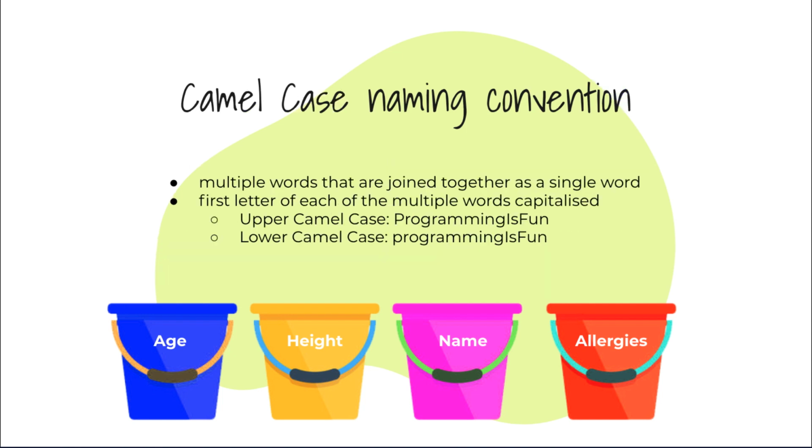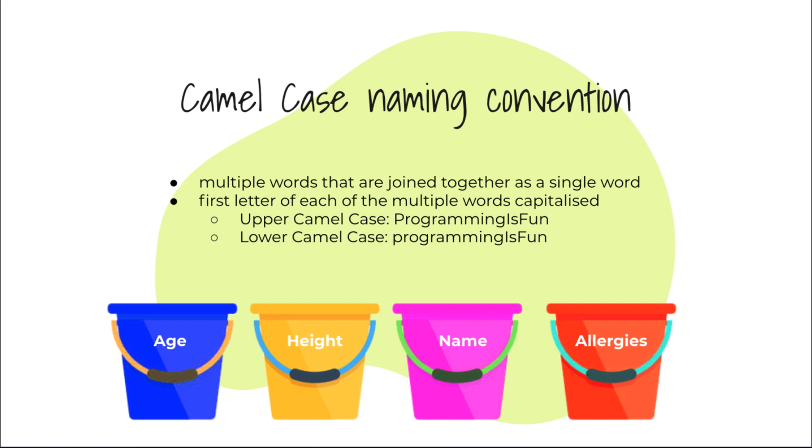Camel case naming conventions use multiple words joined together as a single word. The first letter of each of the multiple words is capitalized. So in the instance where you use what's called upper camel case, programming is fun. The words are programming, is, and fun.